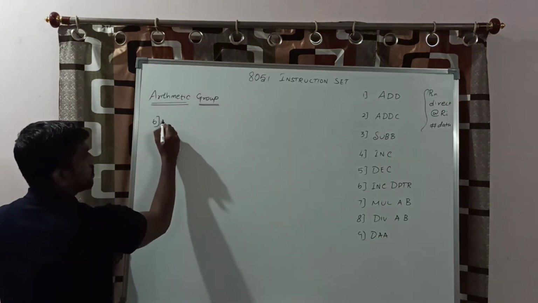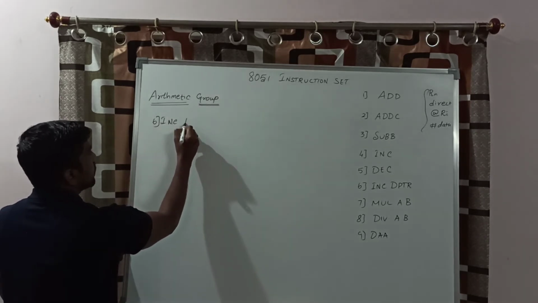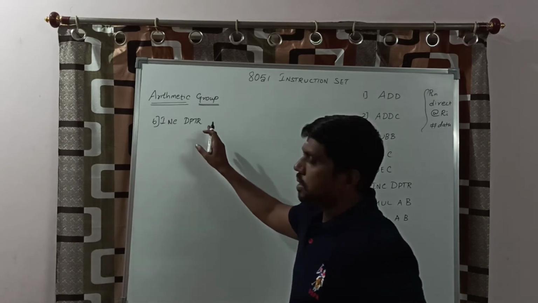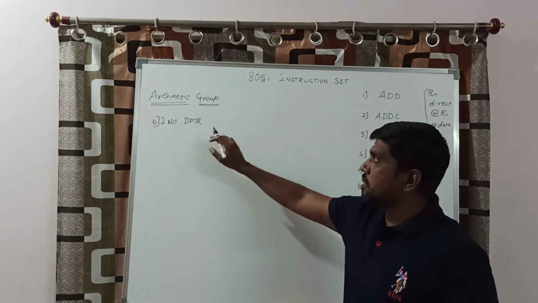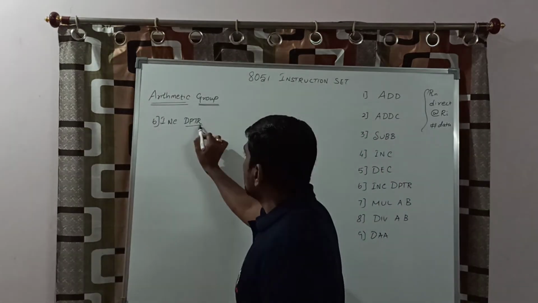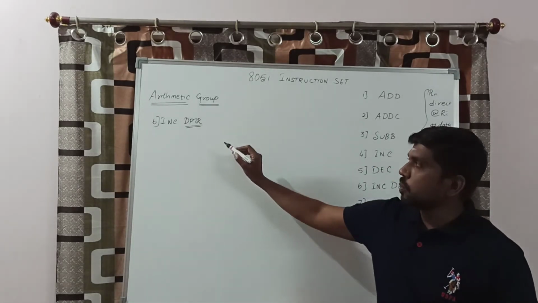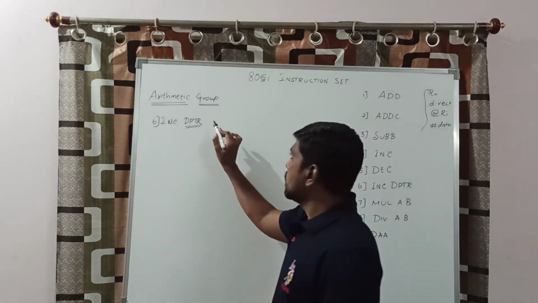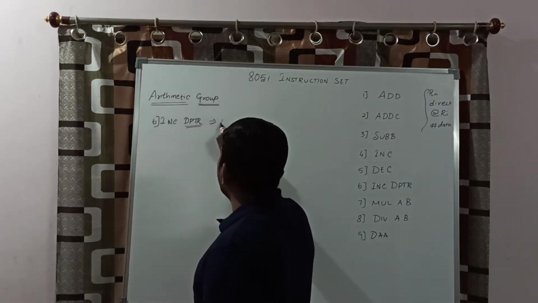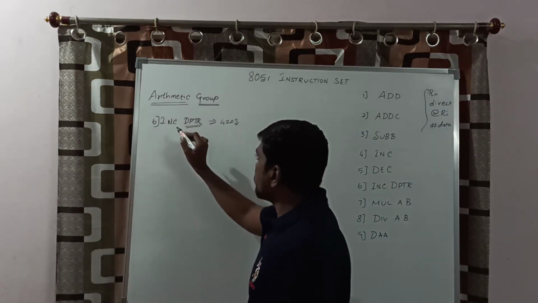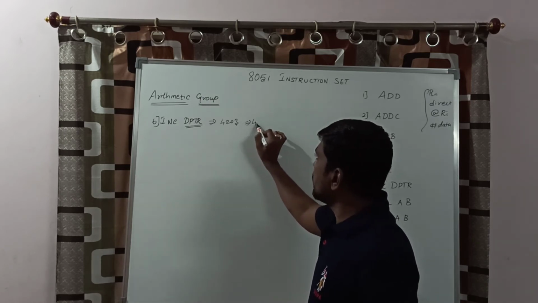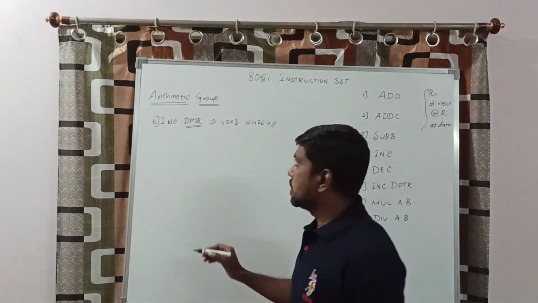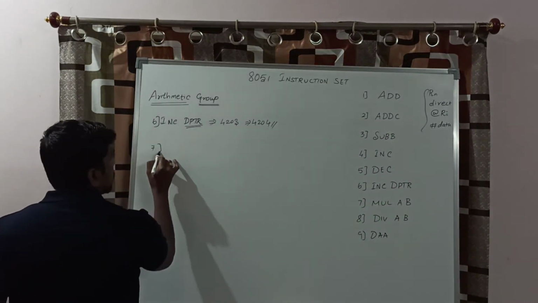Sixth instruction, INC DPTR. In the previous instructions you considered the 8-bit register, but now you are considering the 16-bit register. DPTR is a 16-bit register. Whatever content is present in DPTR, that content is incremented by 1. Before execution, the DPTR value is 4203. After execution of this instruction, the DPTR value is 4204. Just incremented by 1.